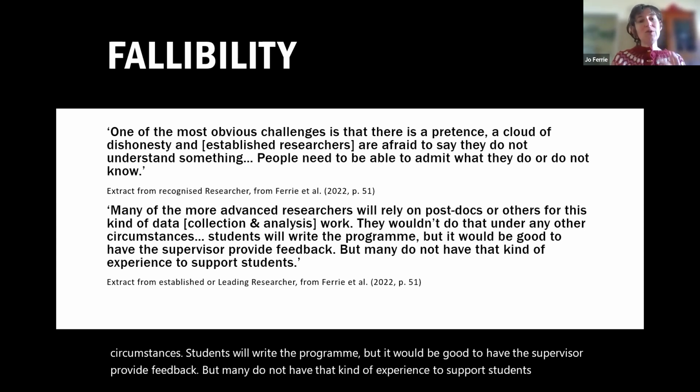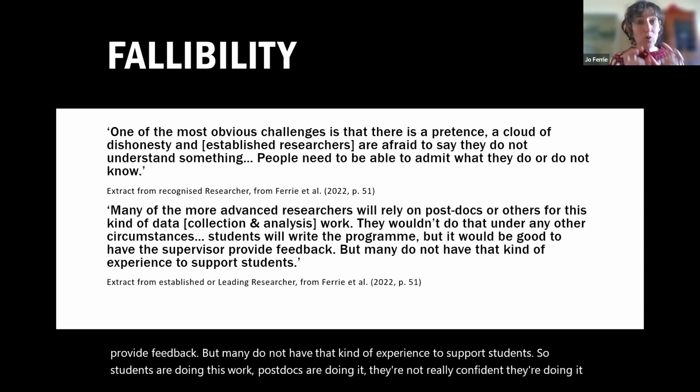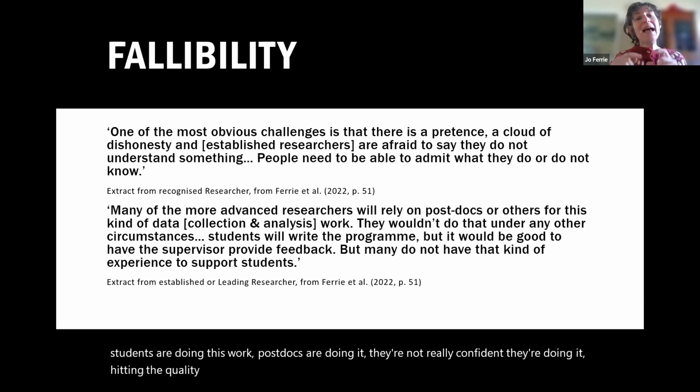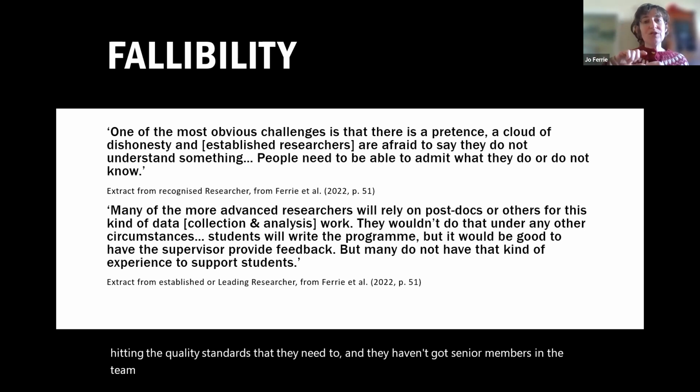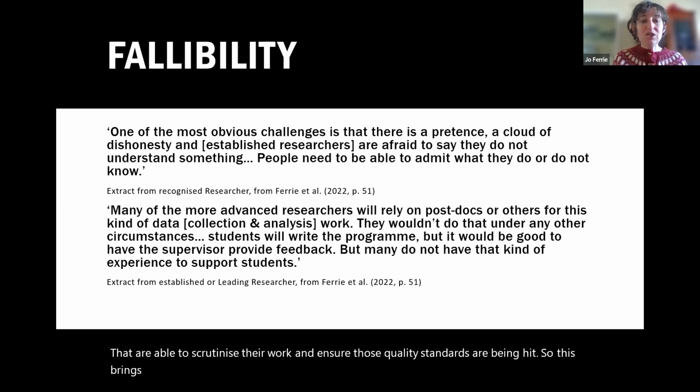So students are doing this work, postdocs are doing it, they're not really confident they're hitting the quality standards that they need to, and they haven't got senior members in the team that are able to scrutinise their work and ensure those quality standards are being hit. So this brings in another type of research integrity concern.